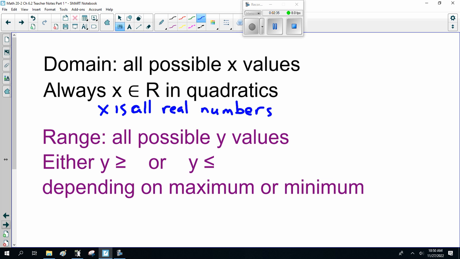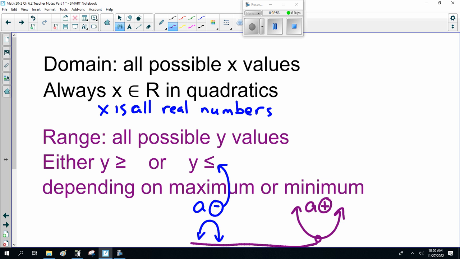That is, we have a maximum when a is negative, it will open down. We have a maximum, so y is less than something. Or we have a minimum, that is, a is a positive value. We have a smiley face. We have a minimum. Y is greater than or equal to that value. Okay? So that's what you need to know. So let's do some graphing. See if you guys got this.